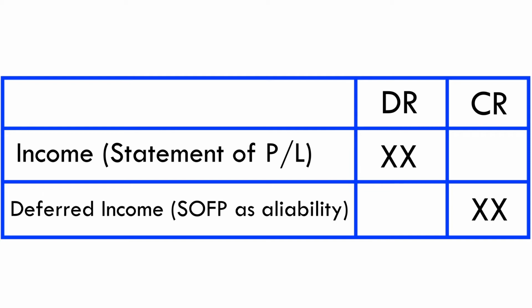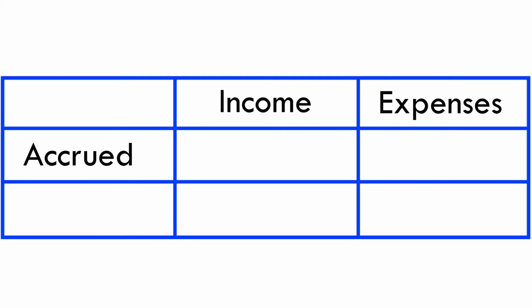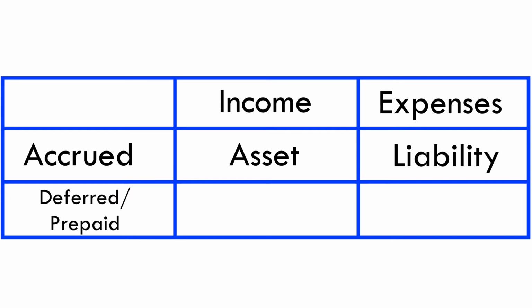To make it easy to remember, use this table. As you can see, accrued income is an asset. Accrued expense is a liability. Deferred income is a liability, and deferred or prepaid expenses will be categorized as assets.